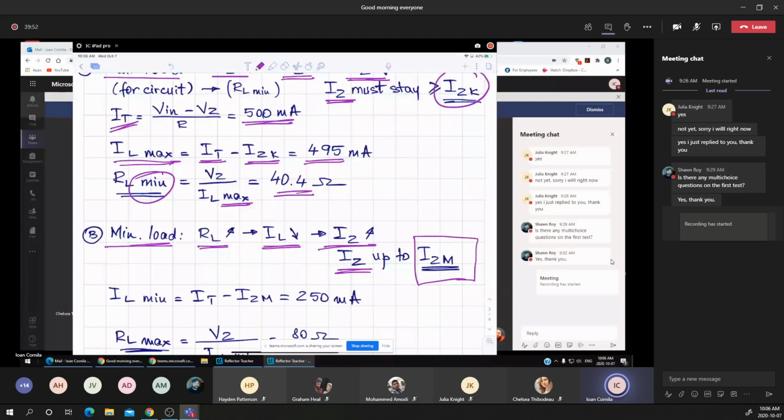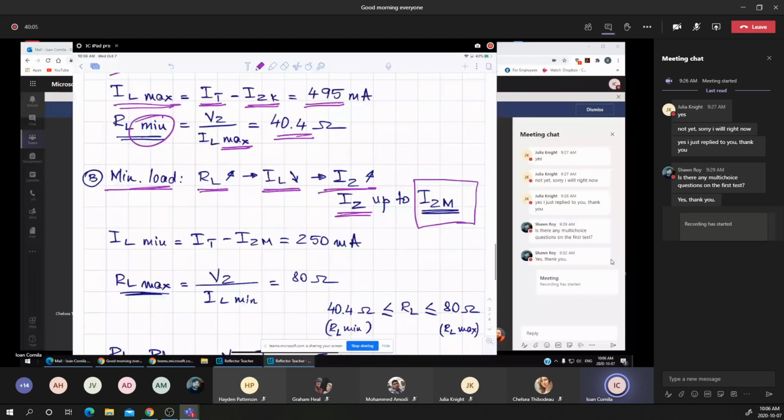is the maximum current. This is the maximum current that can flow through the Zener diode. Now, I have to calculate what is the IL minimum. Again, I'm using the same equation. I'm using the IT minus the IZM. The difference between the two currents is 500 minus 250, which makes 250 milliamps.